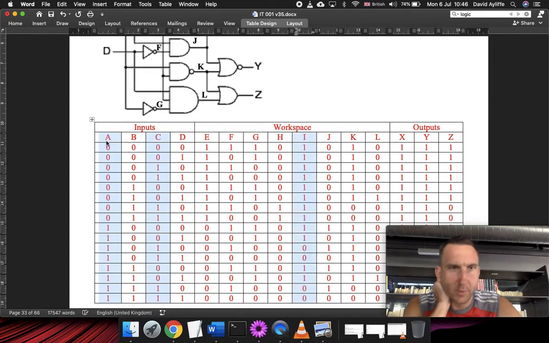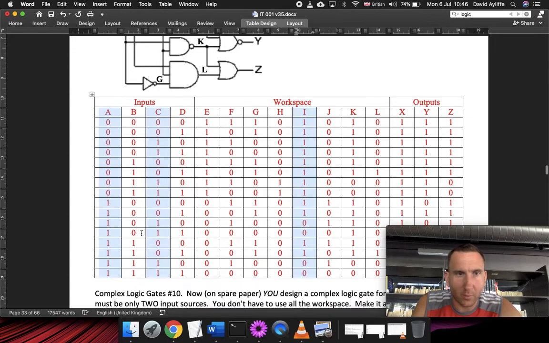Okay, right, so 0 NAND 0 is 1, 0 NAND 0 is 1, 0 NAND 1 is 1, 0 NAND 1 is 1, 0 NAND 0 is 1. So the only time we get a negative output is if we have 2 positive inputs. So 1 NAND 1 is 0, 1 NAND 1 is 0, and here. Okay, so I'm happy with these answers.